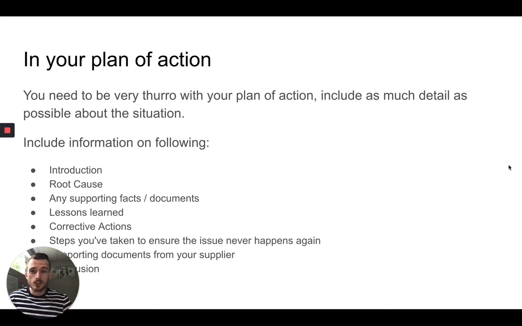In your plan of action, you need to be very, very thorough, okay? You need to include as much detail as possible. But don't confuse that with putting in a bunch of paragraphs and written text. That's not what I mean either. You need to include all of the information that's necessary to the case, okay? Just think about it like this: imagine you're the account suspension team and the appeal is coming in. What do you want to see on the document?